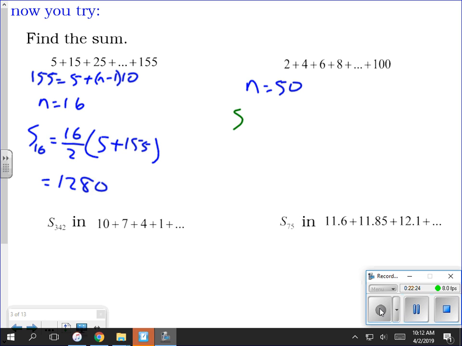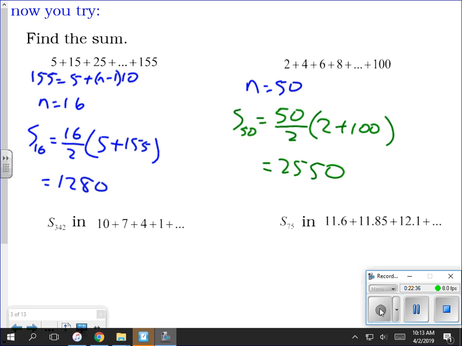So the sum of the first 50 even numbers is 50 divided by 2 times 2 plus 100, and you get 2550. What did you get for that one?